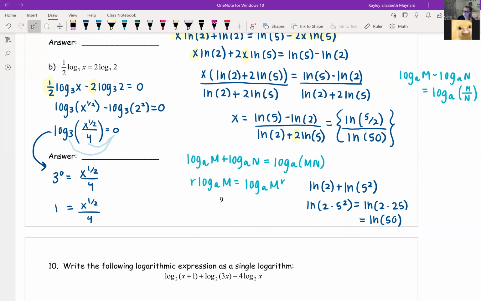And to keep going with this, I'll multiply both sides by 4 just to get rid of that 4 in the denominator. And that leaves me with 4 is equal to x to the 1/2. In case anyone doesn't remember, x to the 1/2 is the same as the square root of x. So this is the same as doing 4 equals the square root of x. And then we know that that means x is equal to 16.